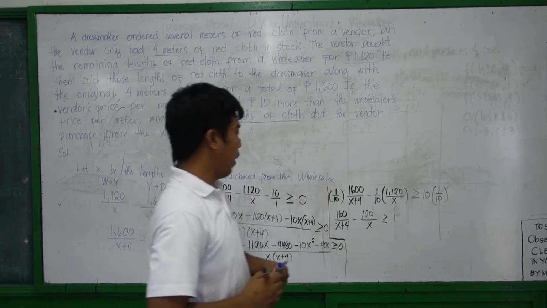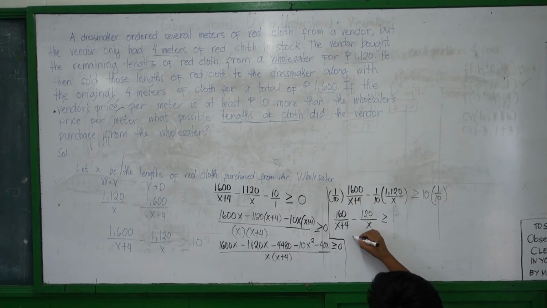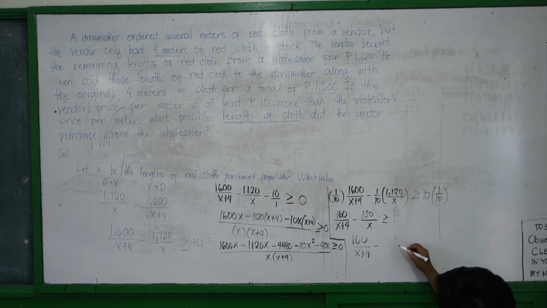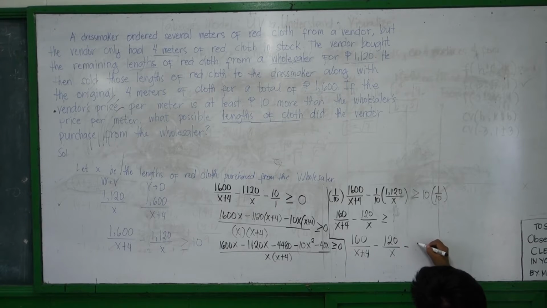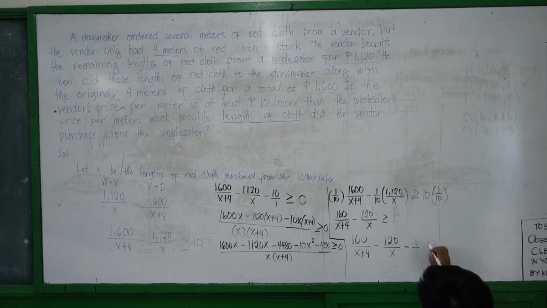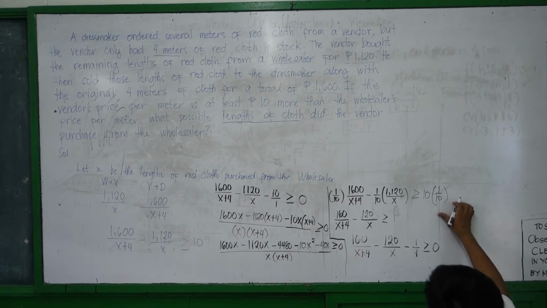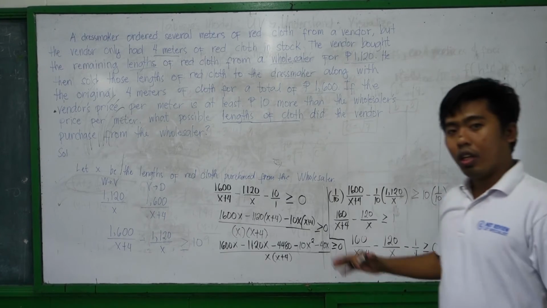Okay? So here in the minambok pamaagi, balihin natin si 1 sa tikas. So this will become 160 over x plus 4 minus 120 over x minus 1 over 1, greater than or equal to 0. Okay. So muna tinag-as, muna minugbo. So atong padayon.